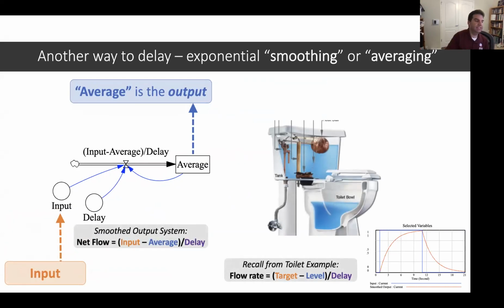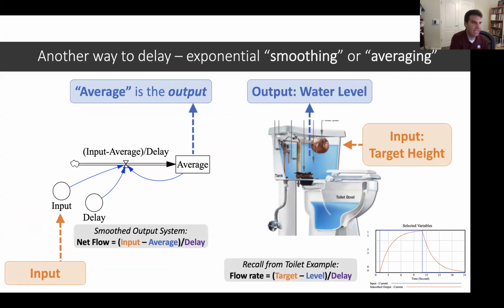You might recognize this because it looks nearly identical to the system that you built in the toilet example. If you remember, your flow rate in the toilet example was the target water level minus the actual water level, divided by the time constant, which was that delay. So our input is the target height and our output is the actual level of water in the toilet tank, the same way our input is the amount of food in the stomach and our output is the nutrients coming into the bloodstream. We get very similar patterns here. Basically, when we were building that toilet tank, we were building a little delay module that you could use inside models.